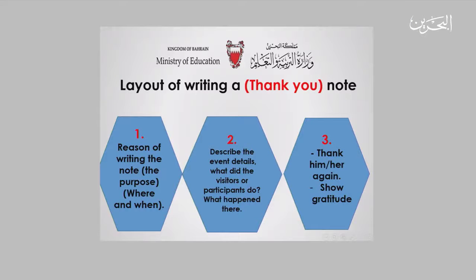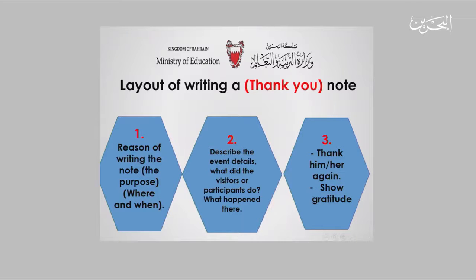The first one is the reason for writing the note, or in other words, the purpose. Why are you writing this thank you note? Is it for voluntary work? Is it for someone who arranged a birthday party for you? It depends on the main topic. Plus, you have to mention where and when. For example, it was a birthday party at my house last weekend. This is just an example.